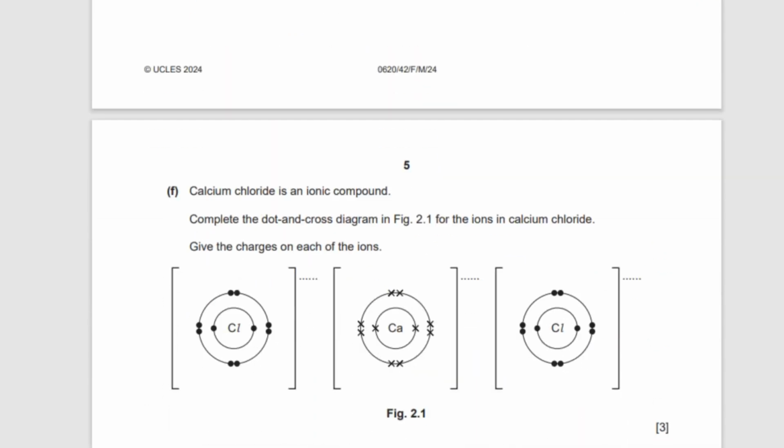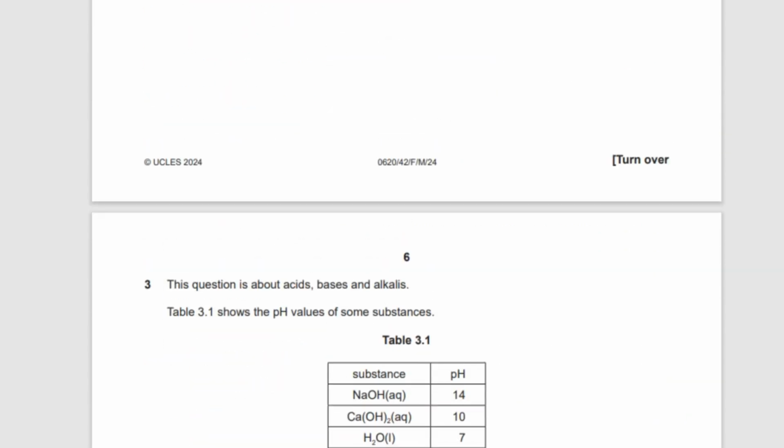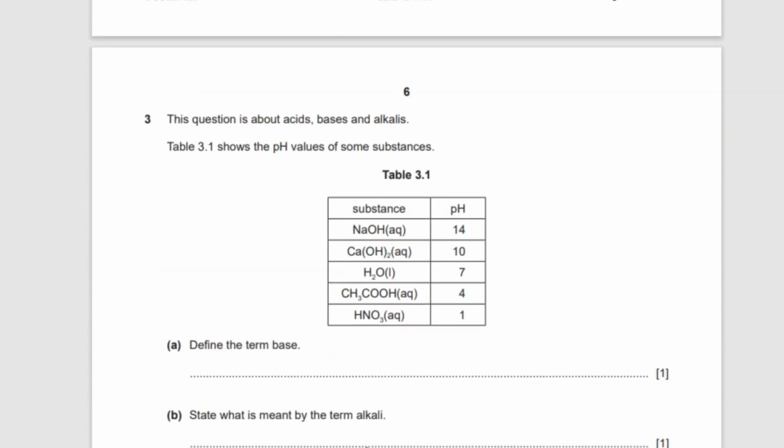So let's get to the page, and here we are. Okay, so we make a start. Question 3. This question is about acids, bases and alkalis. Table 3.1 shows the pH values of some substances. Okay, so you can see the table here.